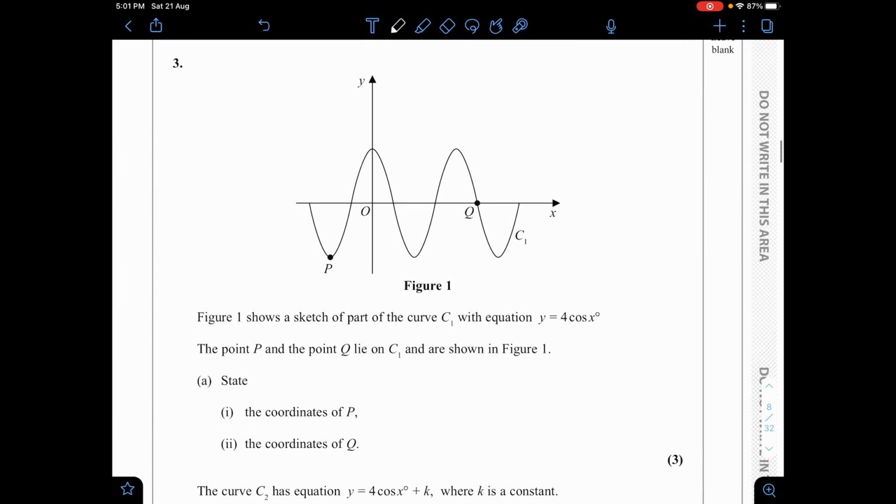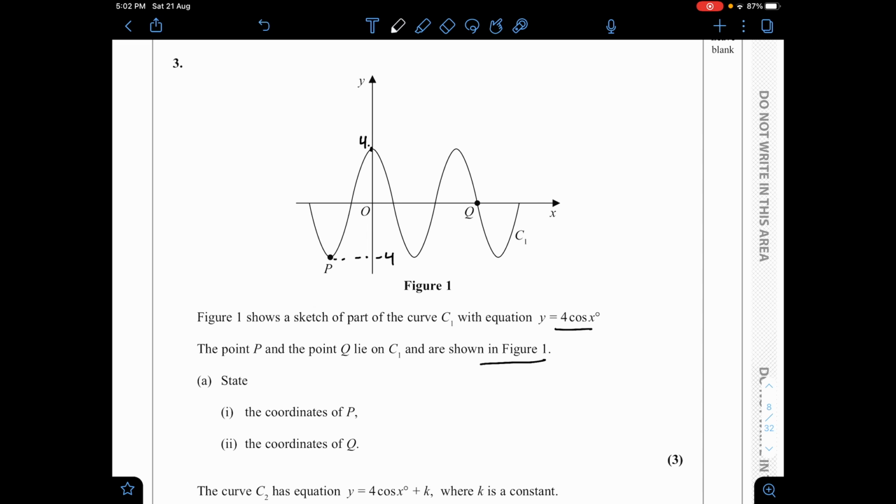So question number 3. Figure 1 shows a sketch of a part of the curve C1 with the equation y equals 4 cos x. The points P and Q lie on C1 and are shown in the figure below. So this is a 4 cos x graph, right? That means our intercepts are now multiplied by 4, so it's stretched by 4 vertically. So if this is 4, this means that this is negative 4.